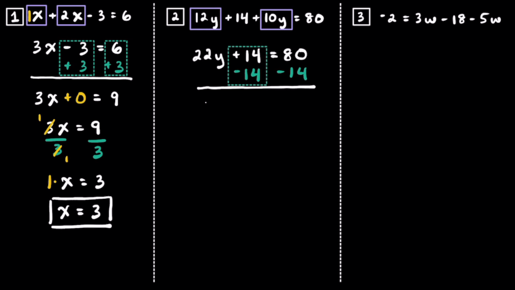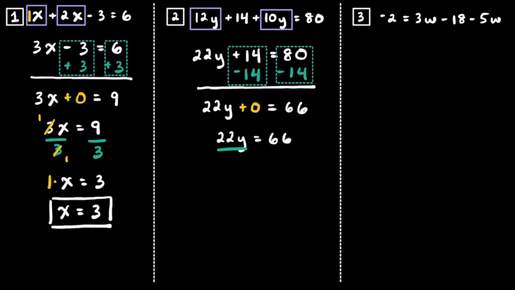We'll start by subtracting 14 on both sides here. As planned, these opposites are going to create a 0, so we'll have 22y plus 0 on the left side of the equation. And on the right side of the equation, 80 minus 14 is going to equal 66. Dropping that 0, we can say 22y, or 22 times y, is equal to 66.